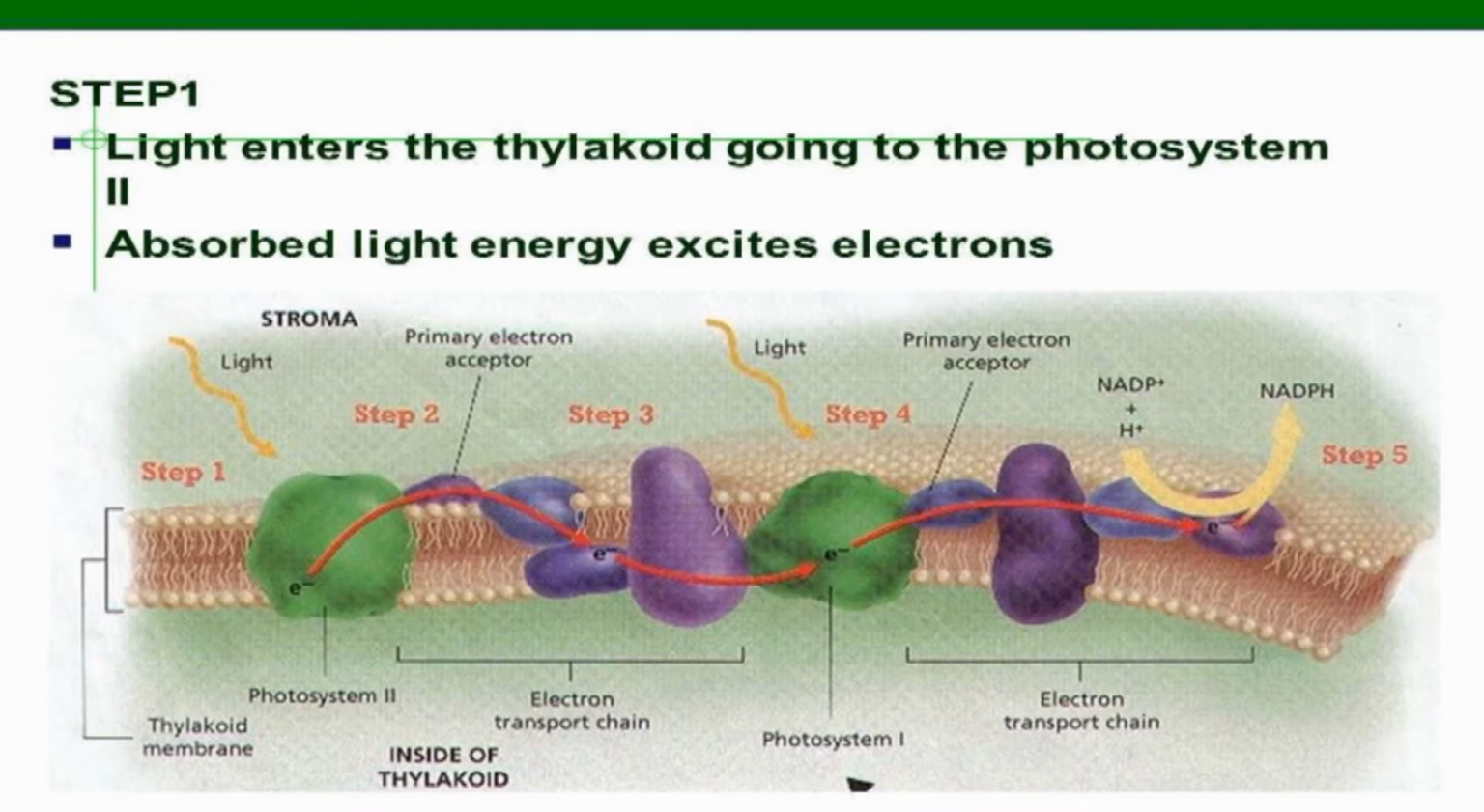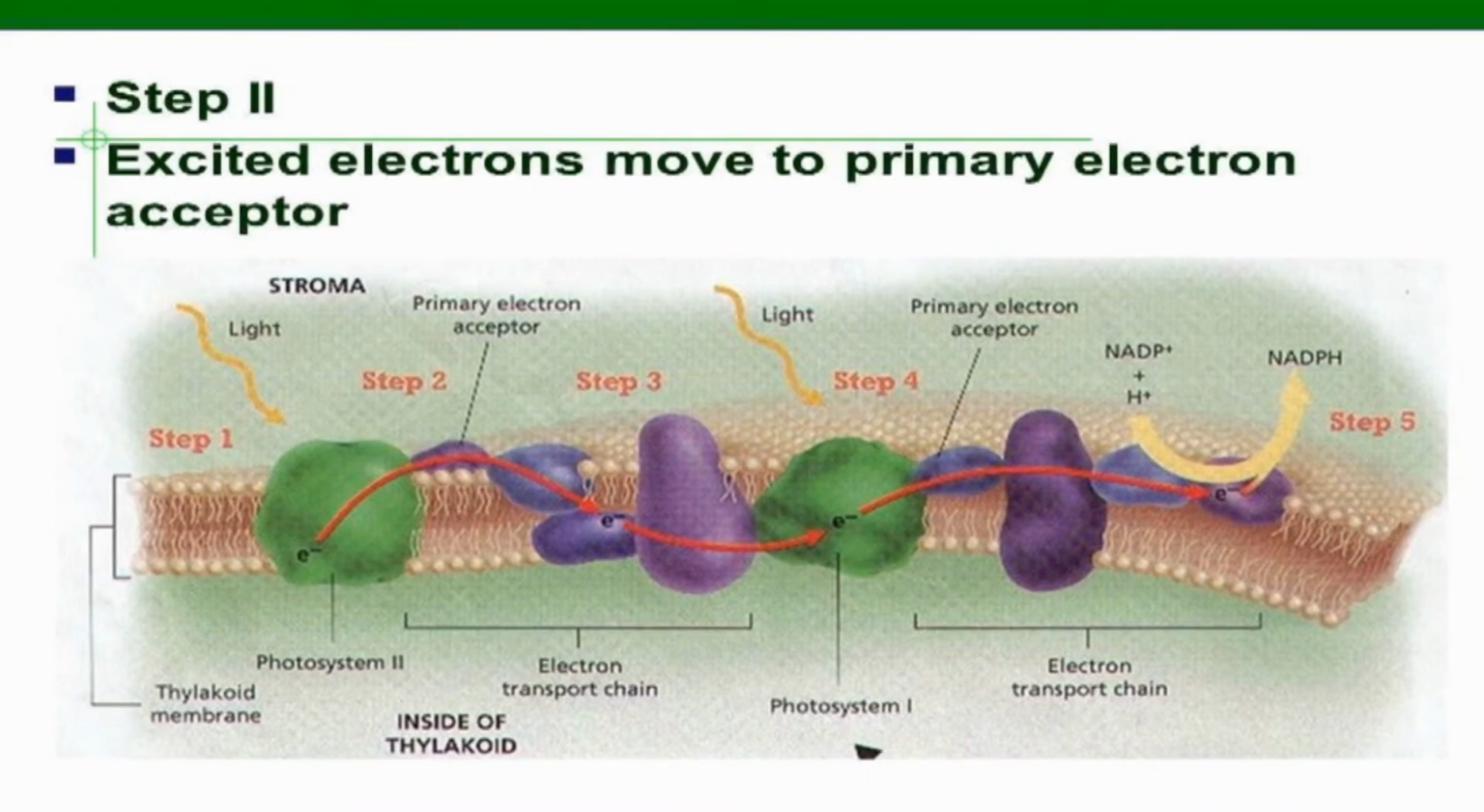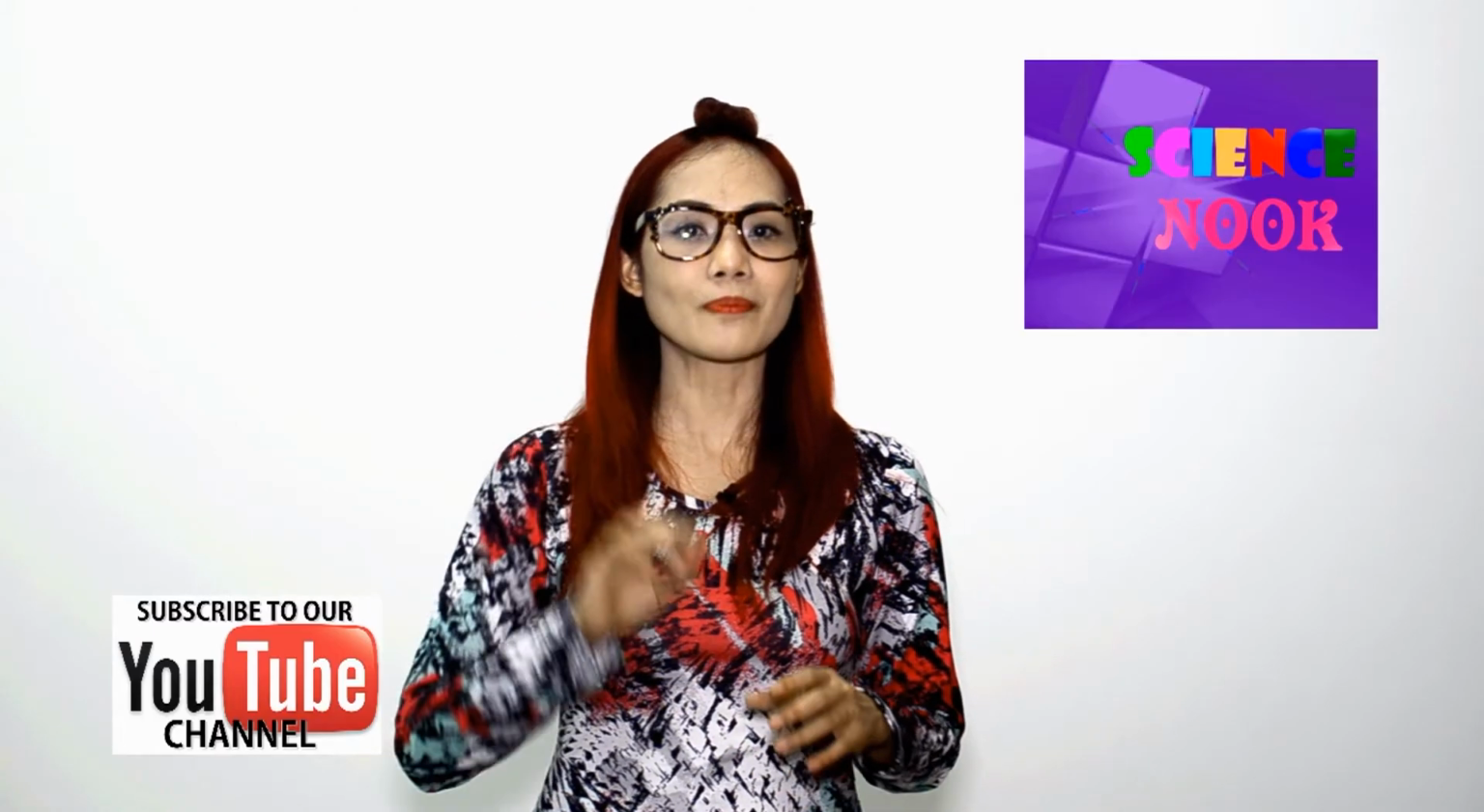As light energy enters the thylakoid, it's going to photosystem 2. This light energy that enters photosystem 2 will be used to energize the electrons. These excited electrons will go higher in position, going to the reaction center. The reaction center is basically composed of chlorophylls A and B. As it reaches the reaction center, the excited electrons will leave photosystem 2, going to the primary electron acceptor. And let's hold it from there.